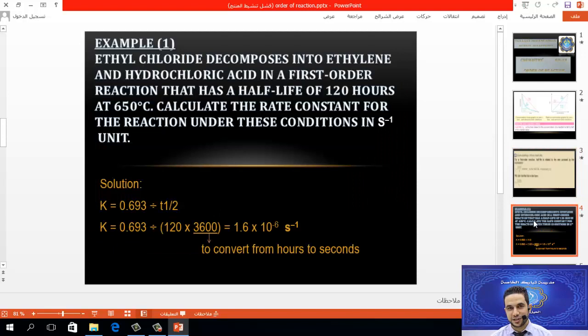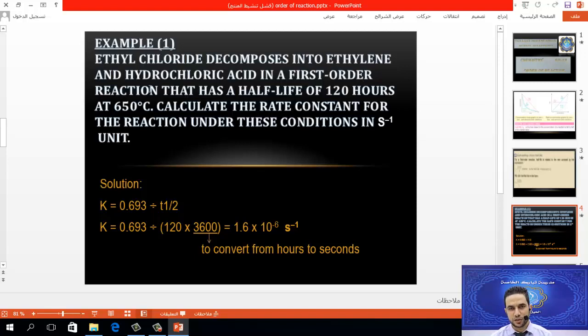The first example, read carefully with me. Ethyl chloride, it doesn't matter what ethyl chloride, propane, hexane, ethanol, ethanoic acid, it doesn't matter. I concentrate on the given information to me. Ethyl chloride decomposes into ethylene and hydrochloric acid in a first order reaction.